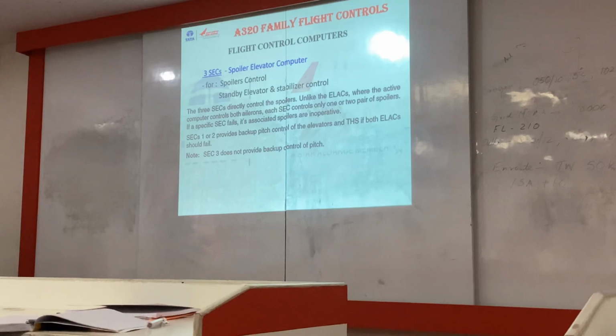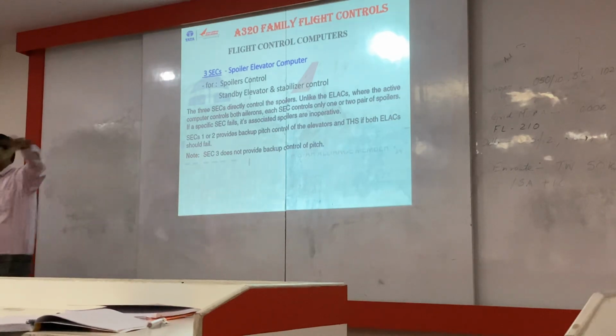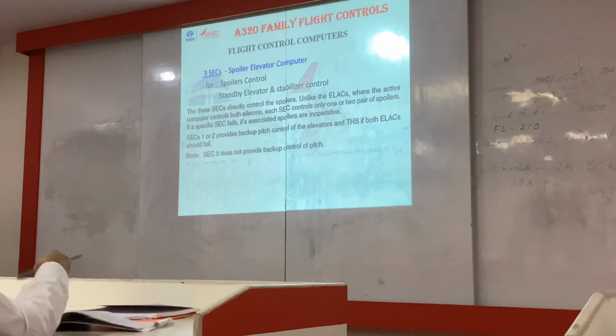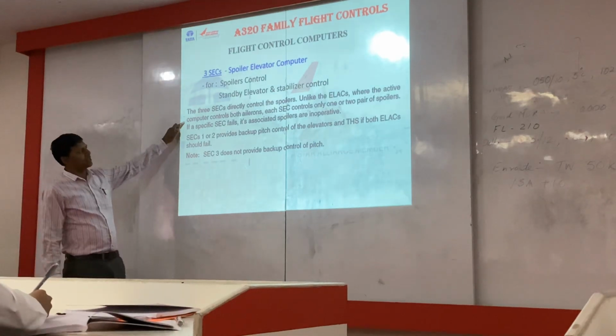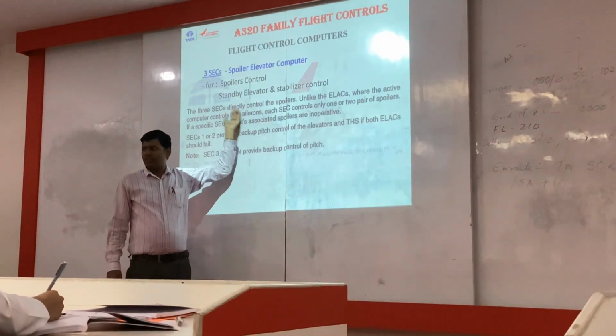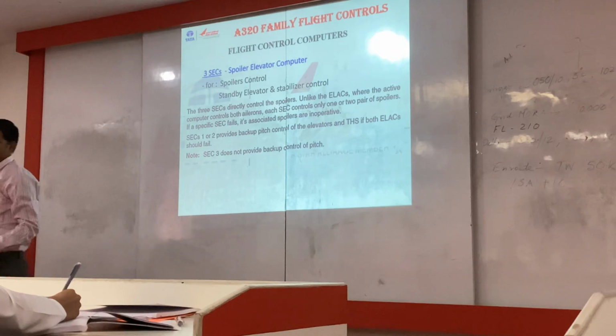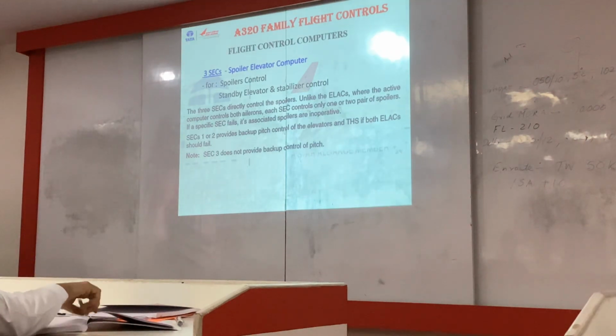Then there are three SECs, SEC 1, 2 and 3. The SECs directly control the spoilers. Unlike the ELAC, which is complete and controls everything, the ELAC controls both ailerons, whereas each SEC controls only one or two pairs of spoilers. If a specific SEC fails, the spoiler associated with it is lost.